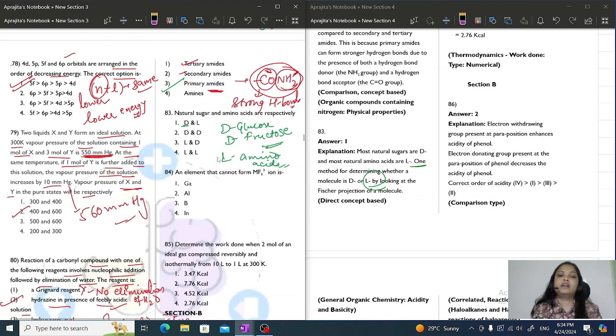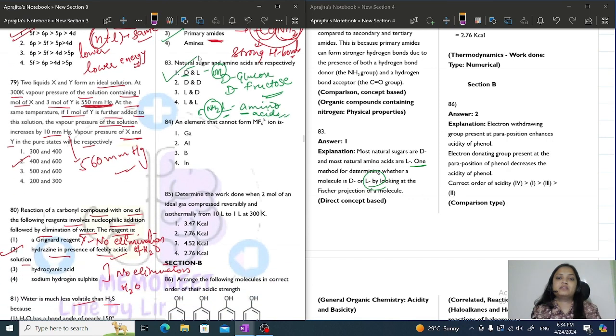So we can find out whether the molecule is D or L by looking at the Fischer projections also. D means when the OH is present on the right hand side, and L means when it is on the left hand side. And in amino acids, if NH2 is present on right hand side, that is D, and if it is on the left hand side, it's L. So that is why the answer is option A. Natural sugar exists as D, dextro, and amino acids exist as L configuration, which is levo.